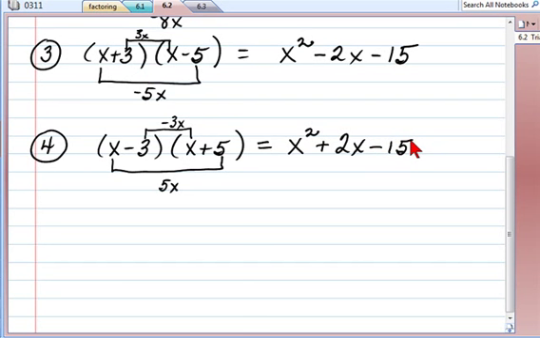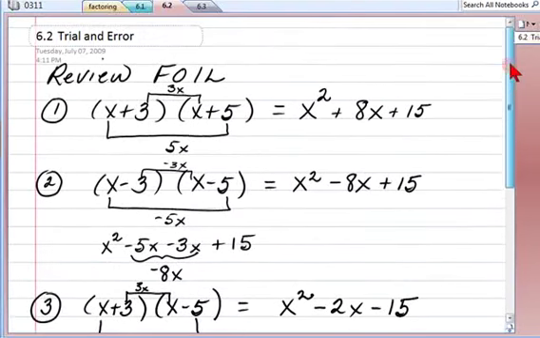Our job in section 6.2 is going to be, starting with the trinomial, trying to come back and rediscover what the factors were. So my first hurdle is to figure out what kind of signs things are going to have. And there are some very definite patterns. Let's go back up to the first two.